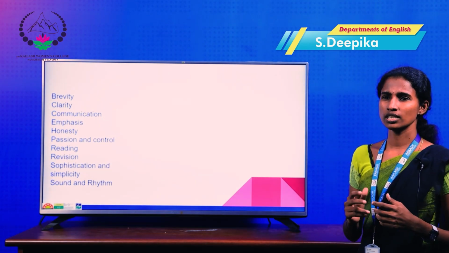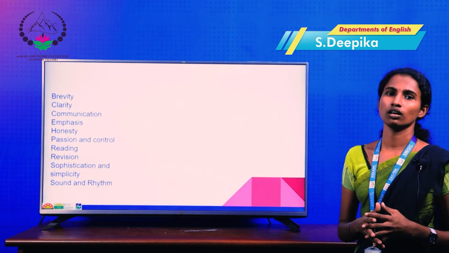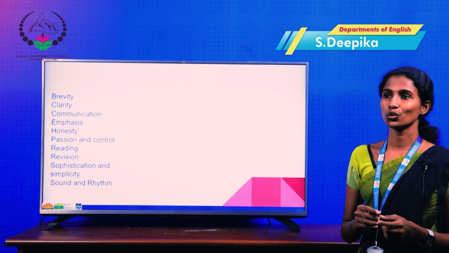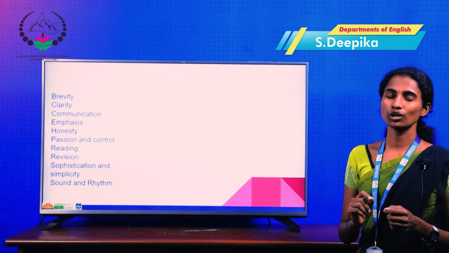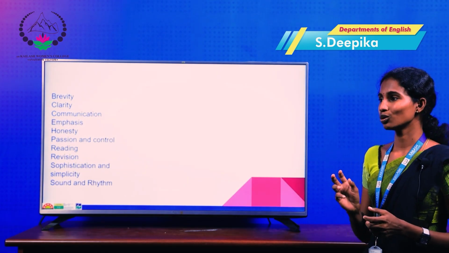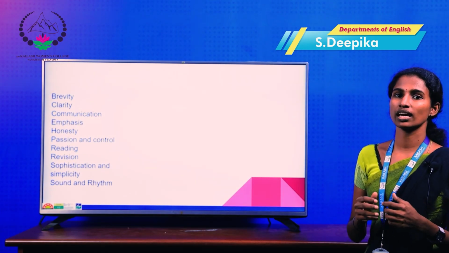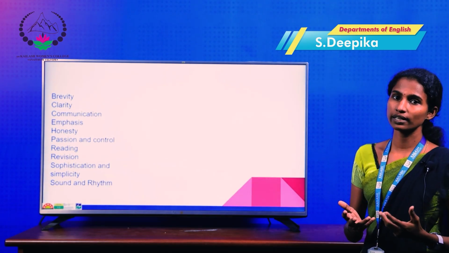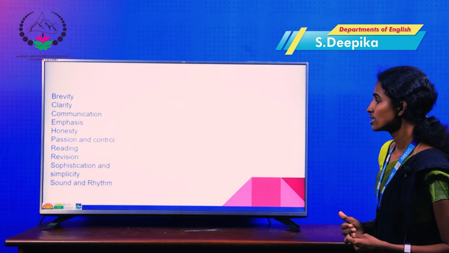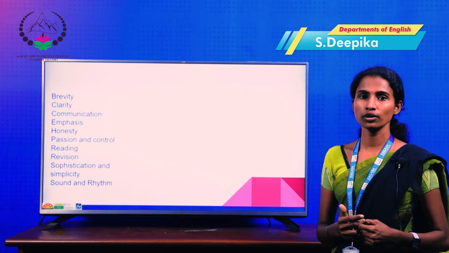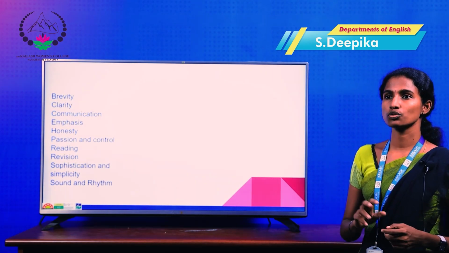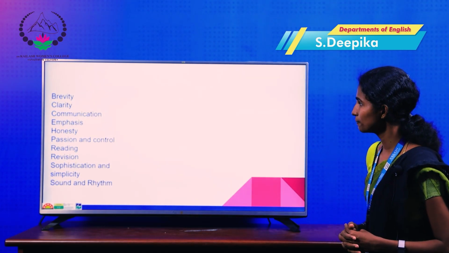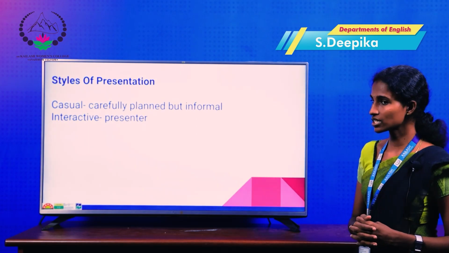A letter should look very sophisticated, very good and very beautiful. To beautify it, we should not use sketch pencils, right? By using the letters, we can make the letter sophisticated, and we can also produce very simple letters. Sound and rhythm: the sound should be very good, and we should also use a respectable rhythm. Next slide. Styles of presentation.